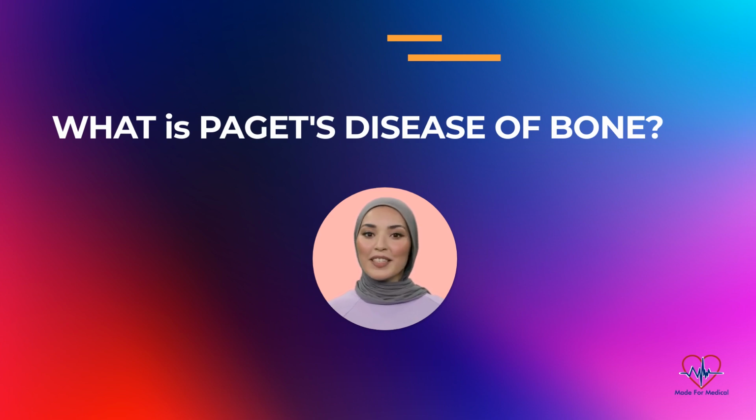In Paget's disease, the bone remodeling process is disrupted. Normally, bone tissue is constantly being broken down by specialized cells called osteoclasts and rebuilt by cells called osteoblasts. However, in Paget's disease, there is an increased number and activity of osteoclasts, leading to excessive bone resorption. This is followed by a compensatory increase in osteoblast activity, resulting in the formation of new bone that is structurally abnormal and weaker than normal bone.